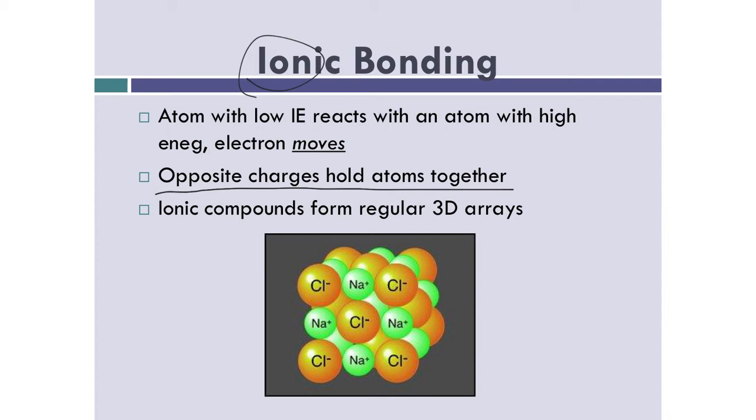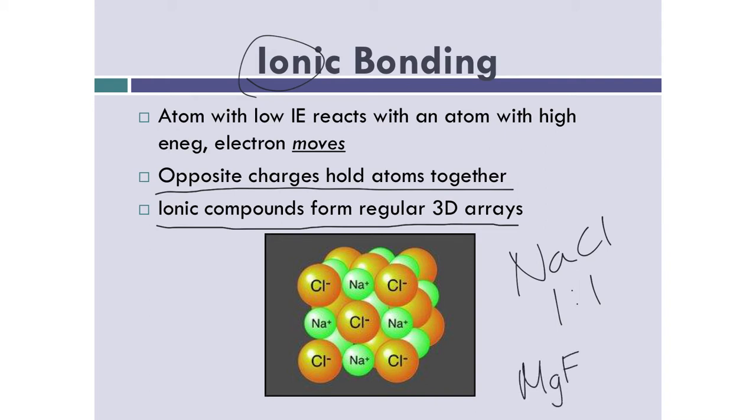Now, it's important to remember that if we have an ionic compound like NaCl, it is not just one sodium ion and one chloride ion. Ionic compounds form large 3D crystal structures of a repeating pattern of ions. So something like sodium chloride, we have a 1-to-1 ratio of the sodium ion to the chloride ion. If we had something like magnesium fluoride, that would be in a 1-to-2 ratio. So the formula gives us the ratio of the ions in the big 3D crystal structure.